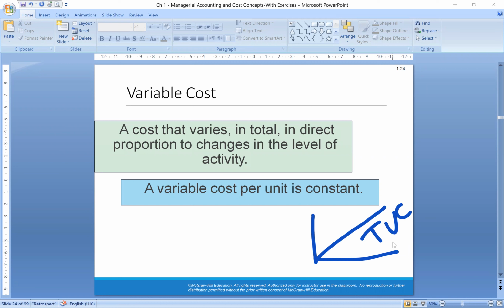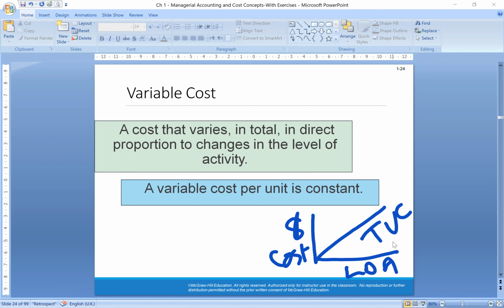Remember that the x-axis is referring to the level of activity, the y-axis referring to the costs all the time, okay? So the total variable cost starting from 0 and increasing in fixed proportion.